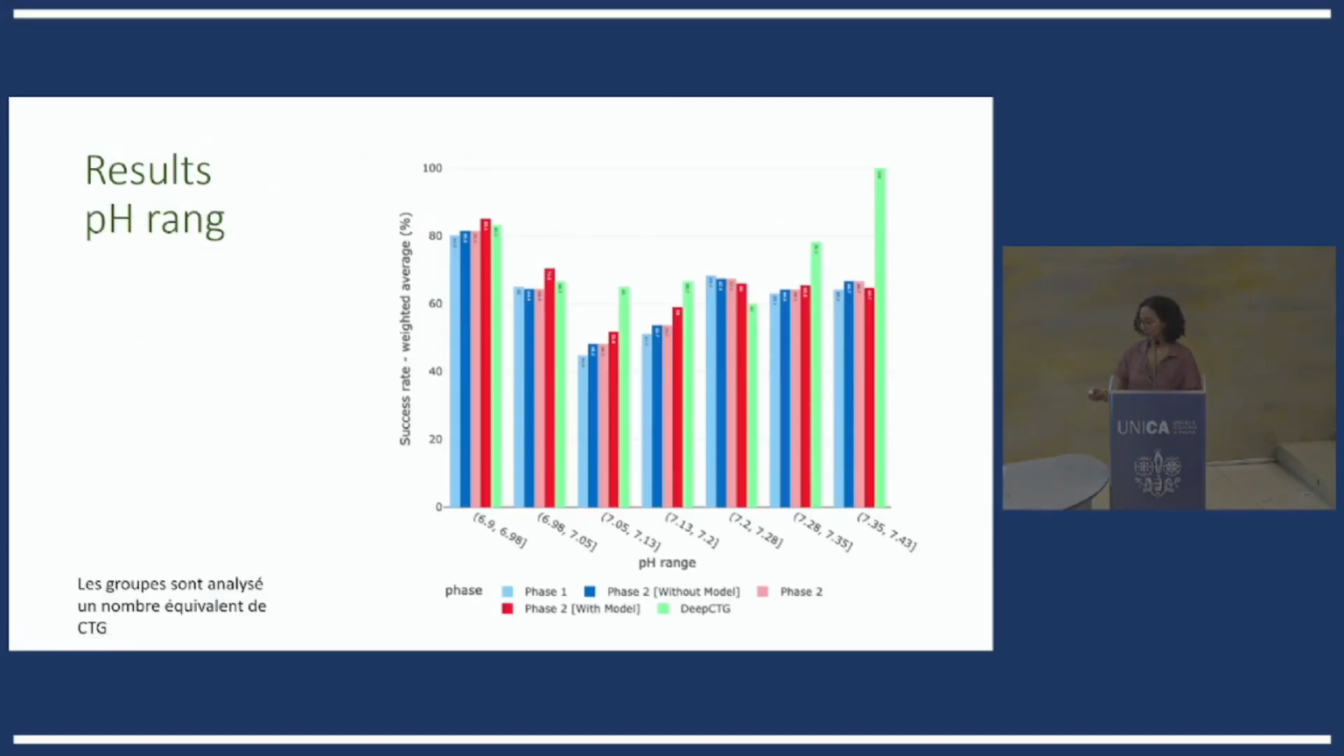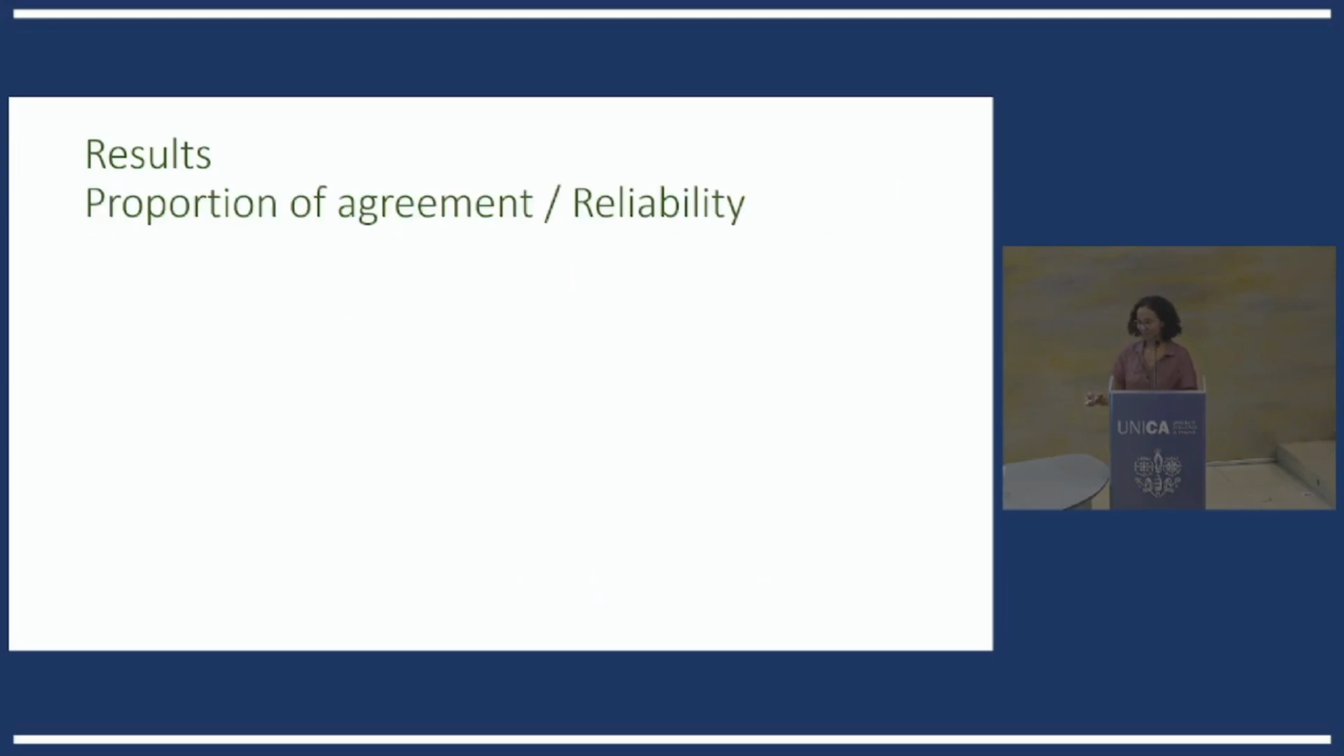Oh, I have some issues with my tables. So we also compare the proportion of agreement and the reliability. You can find it. I'm sorry, I don't know what happened.